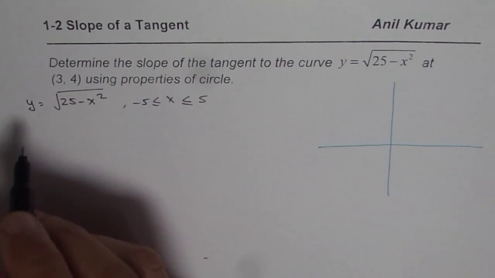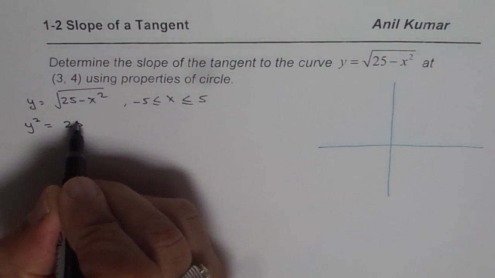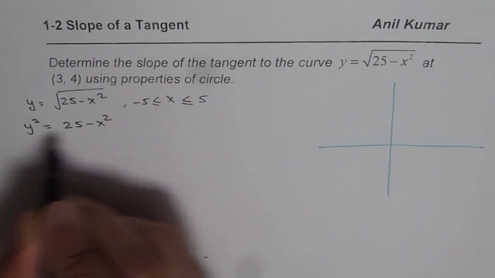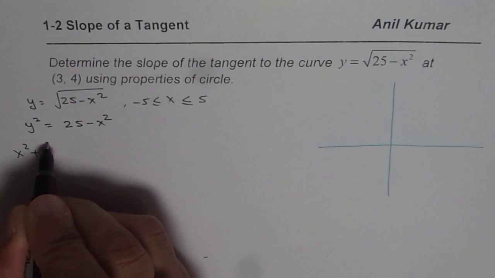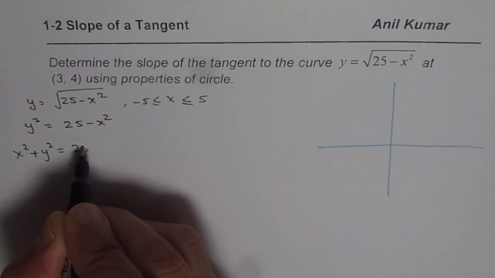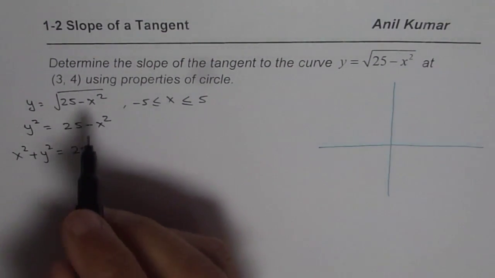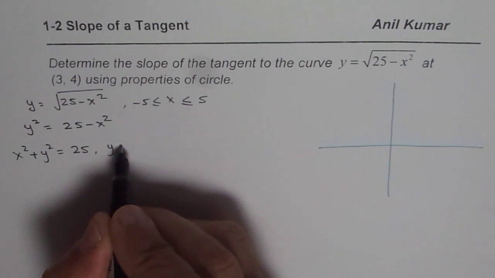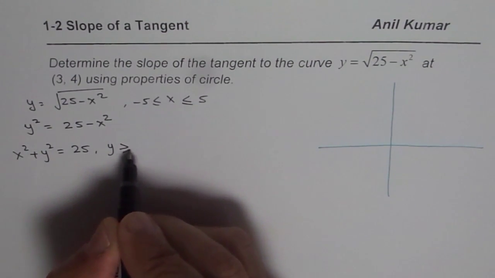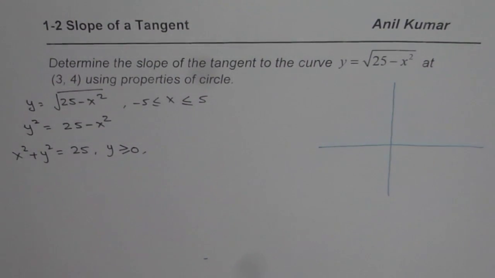Anyway, if you square both sides, then you can also write this function as y squared equals 25 minus x squared. Bringing x squared to the left side gets you x squared plus y squared equals 25, right? So that is the equation of a circle. Now, since we have a square root, we are only considering where y is greater than or equal to 0, not the negative values. So that makes it a semicircle.